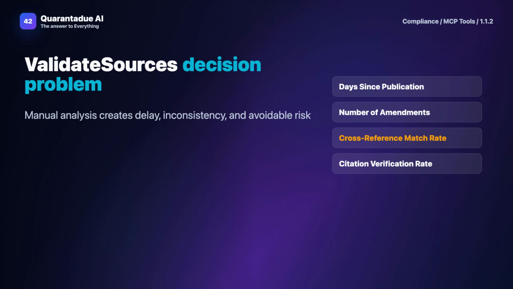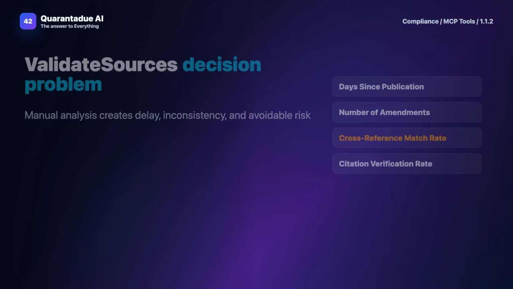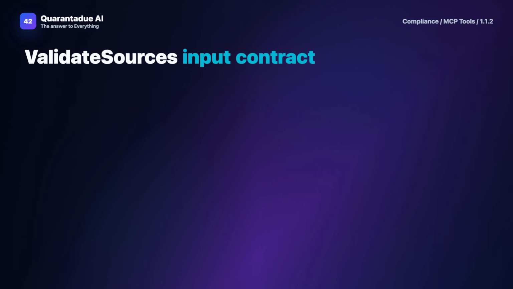Validate sources starts with a defined input contract. Typical inputs include days since publication, number of amendments, cross-reference match rate, citation verification rate, and metadata consistency level. Keeping these fields explicit reduces ambiguity and makes every run easier to audit.